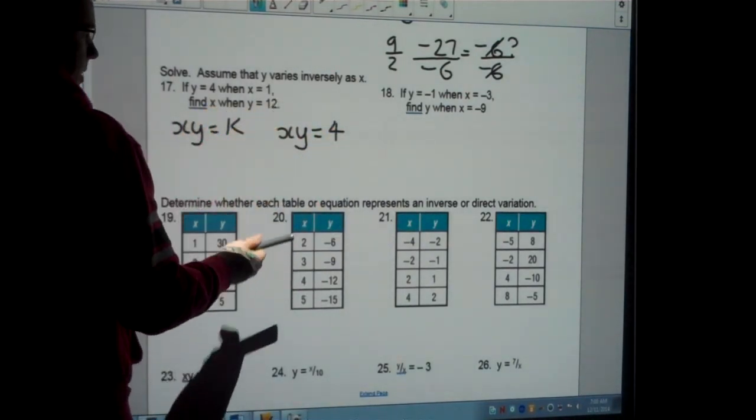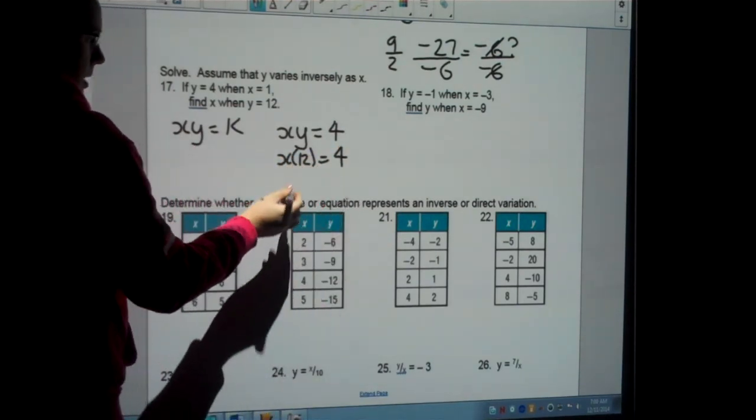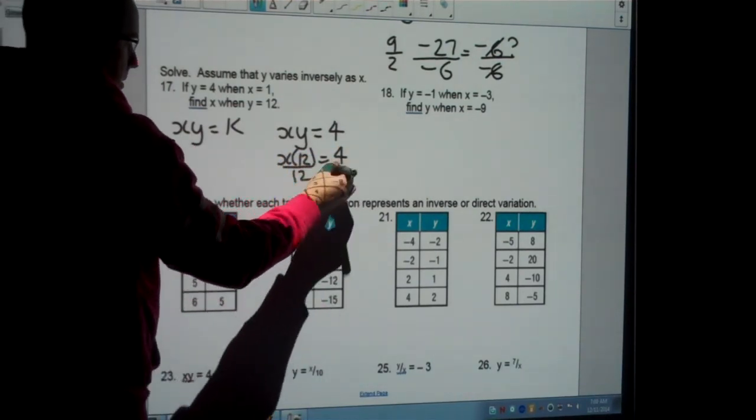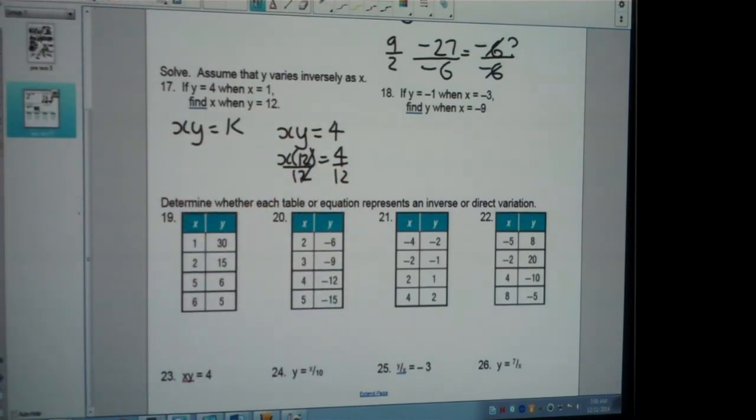So when we find x when y is 12, that tells me x times 12 must equal 4. And then to solve, just divide both sides by 12. So 4 over 12 or 1 over 3.